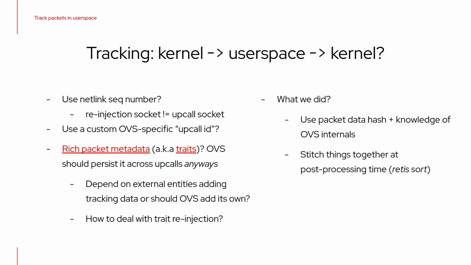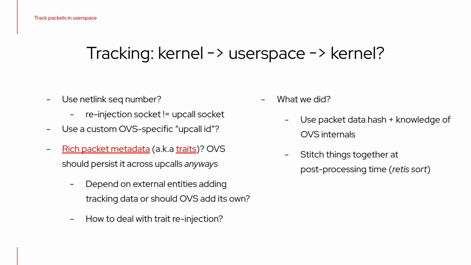So now we face the challenge: how to track this packet. We get the information, but how do we know it's the same packet as we saw in the kernel? So we need some kind of identifier. We considered using the netlink sequence number, but on second thought, it didn't feel like a good idea. The socket where the packet gets reinjected might not be the same one as the one that we used for the upcall, and there are all sorts of other quirks. It would be essentially abusing the field. We could use an OVS-specific upcall ID, something like that.